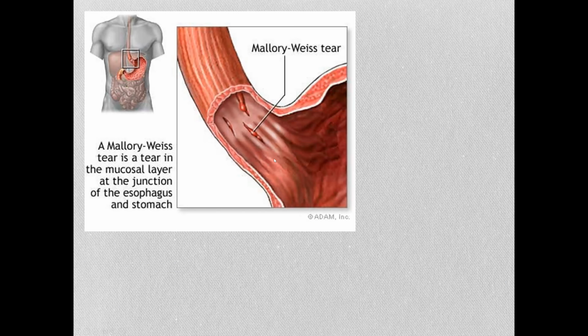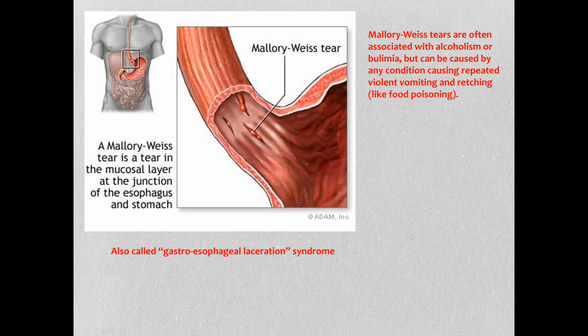So as mentioned, this is called a Mallory-Weiss tear, and it's in the mucosal layer at the junction of the esophagus and the stomach. These can also be called gastroesophageal lacerations or gastroesophageal laceration syndrome. And Mallory-Weiss tears are often associated with alcoholism or bulimia, which is a type of eating disorder where people eat a lot of food and then make themselves throw it back up.